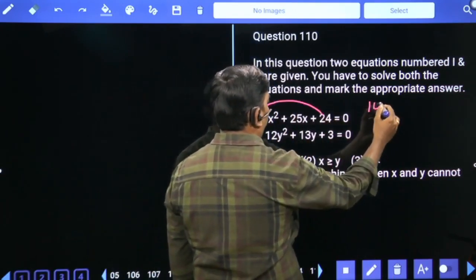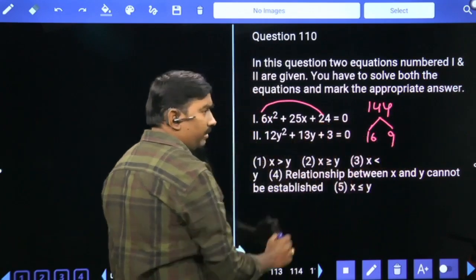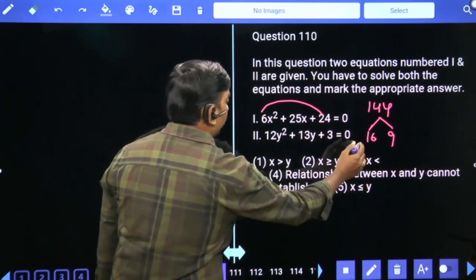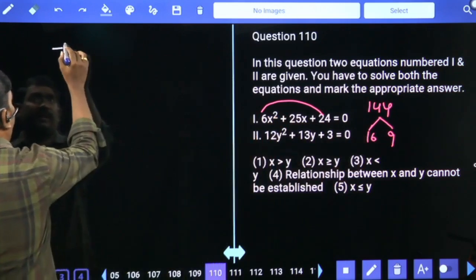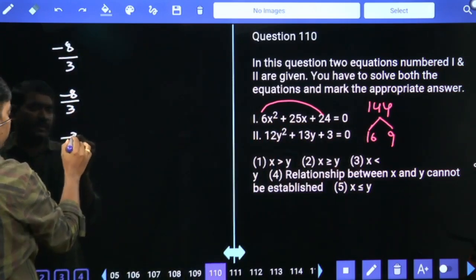24 6 are 144, 16 9s are 144. 16 plus 9 will give us 25. Finally, minus 16 minus 9. Minus 16 by 6 means minus 8 by 3. Minus 9 by 6 means minus 3 by 2.